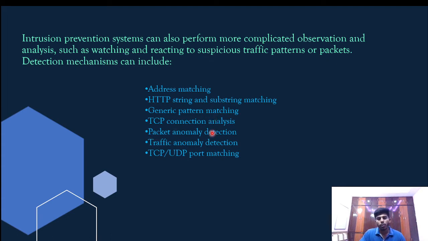And here is the packet anomaly detection, traffic anomaly detection, and TCP or UDP port matching. Traffic anomaly detection is nothing but a specific amount of traffic must be there when data travels from source to destination. If the traffic is suspicious, different from the normal or not similar to the regular one, the prevention systems come into existence and block the activity.